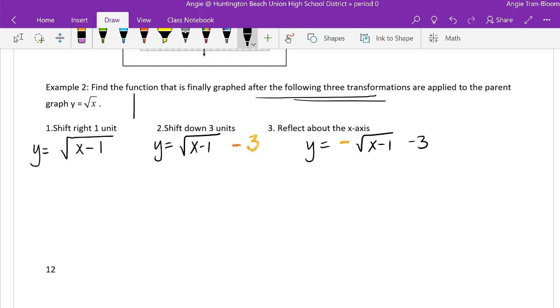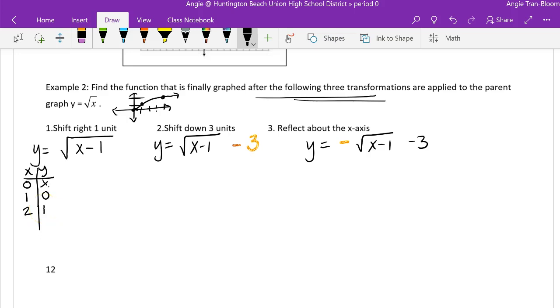So the parent function, it's an eyebrow curve, right? Square root is always an eyebrow curve: (0, 0), (1, 1), and then (4, 2). Based on the description, it says to the right 1. So I'm going to use my graph to see if it's true, okay? Here's a table. When x is 0, that's not possible because 0 minus 1 is negative. When x is 1, 1 minus 1 is 0, square root of 0 is 0. When x is 2, 2 minus 1 is 1, square root of 1 is still 1.